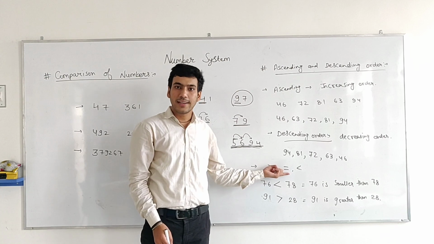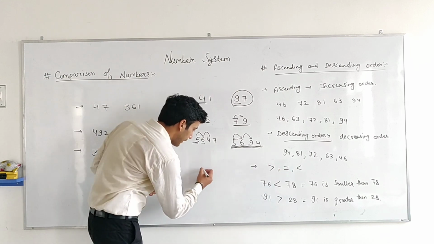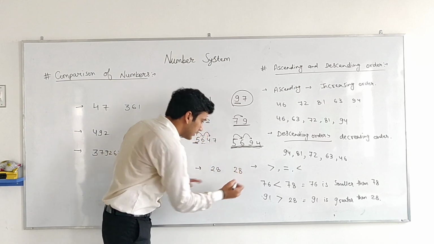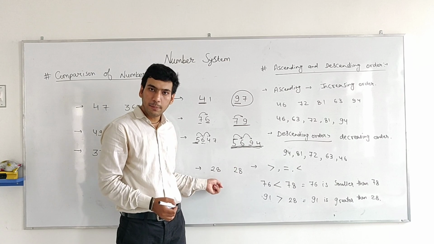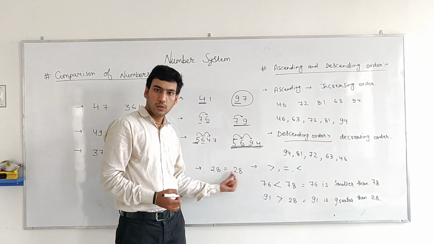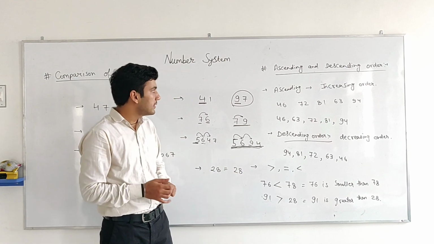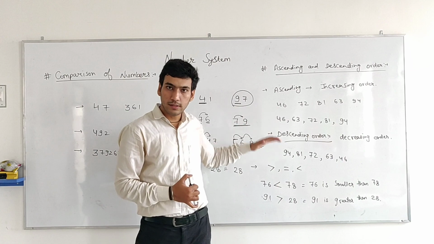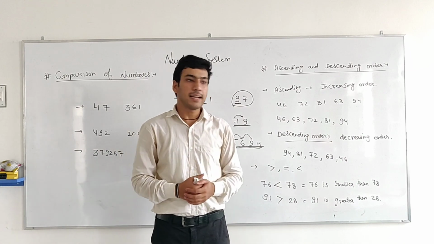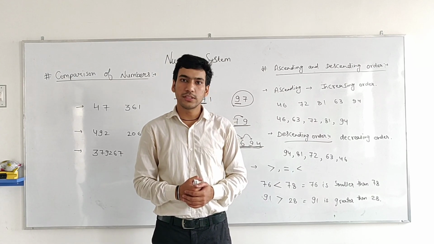And what is the meaning of this? You all know that this is the equality sign. If I am writing two numbers, and both the numbers are same, we can put the equal sign here, meaning these two numbers are equal. Okay students. So this is the ascending order, descending order and comparison of numbers. Now there are some exercise questions that you have to do in your notebook. Okay students, thank you.